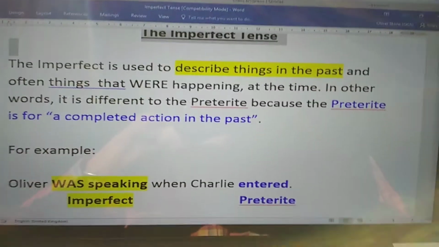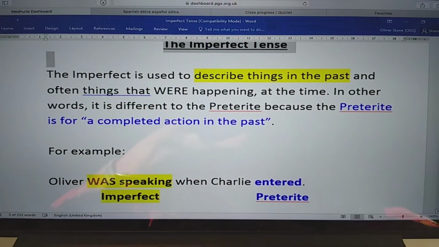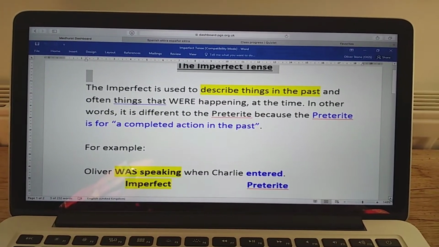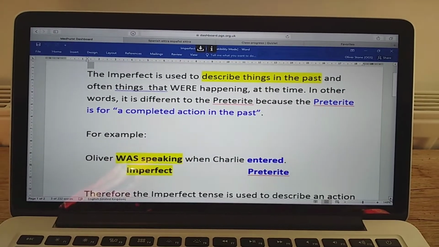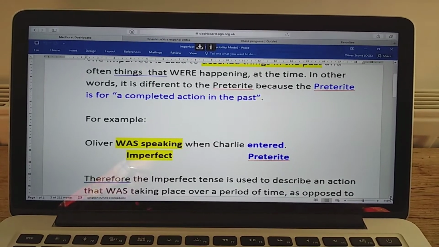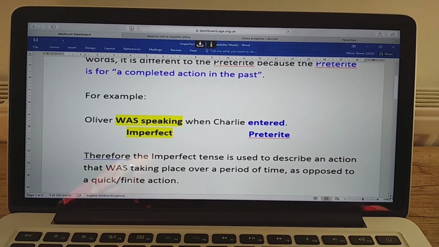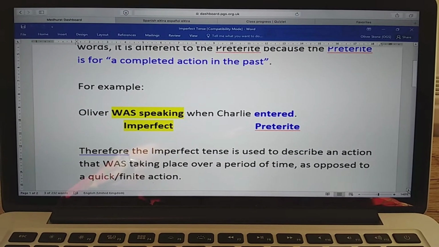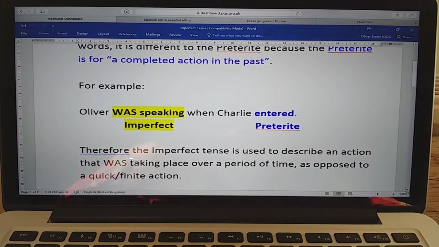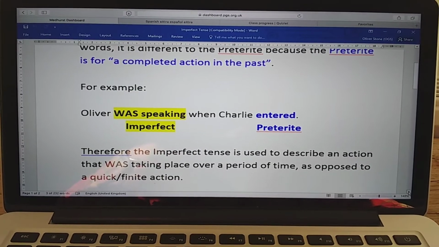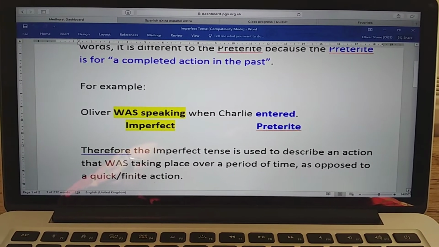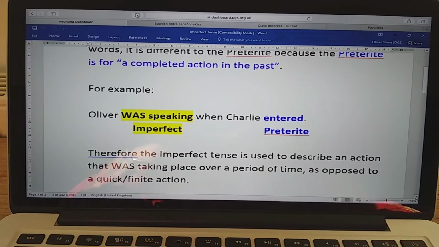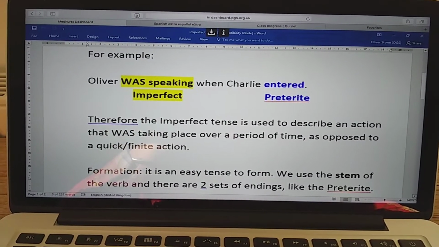So the first thing we need to learn is how to form it. If we just go down a little bit, that's the explanation I just gave you. It's not a quick or finite action. This new tense, the imperfect, is describing an action that was taking place at the time or over a period of time. Okay, it'll become clearer.